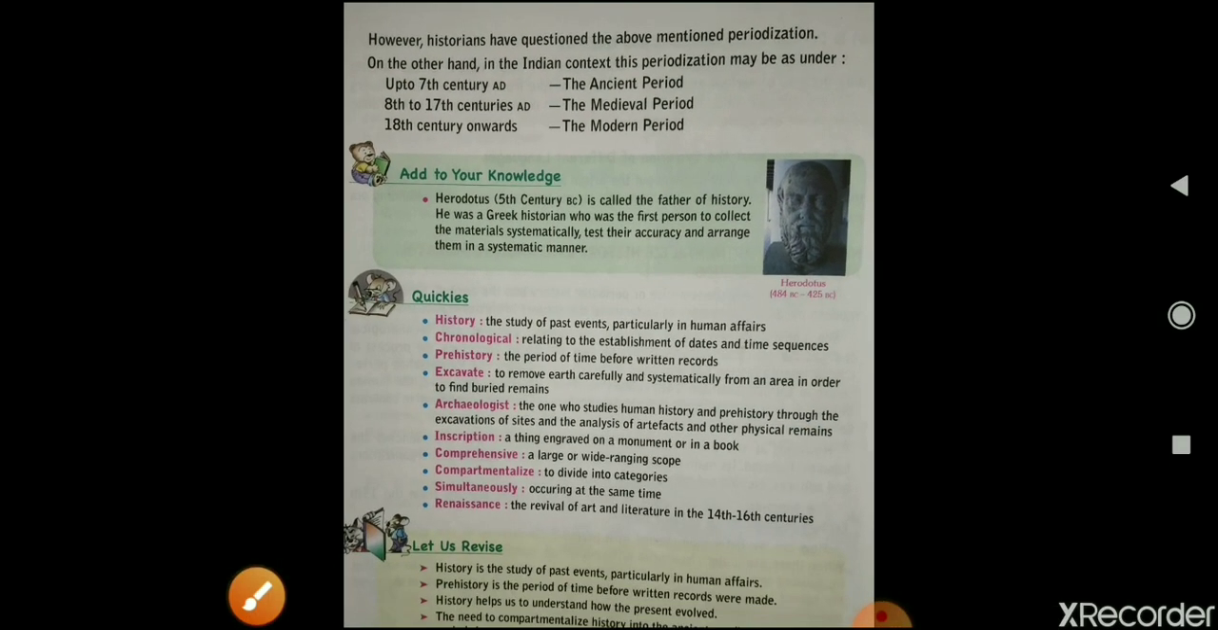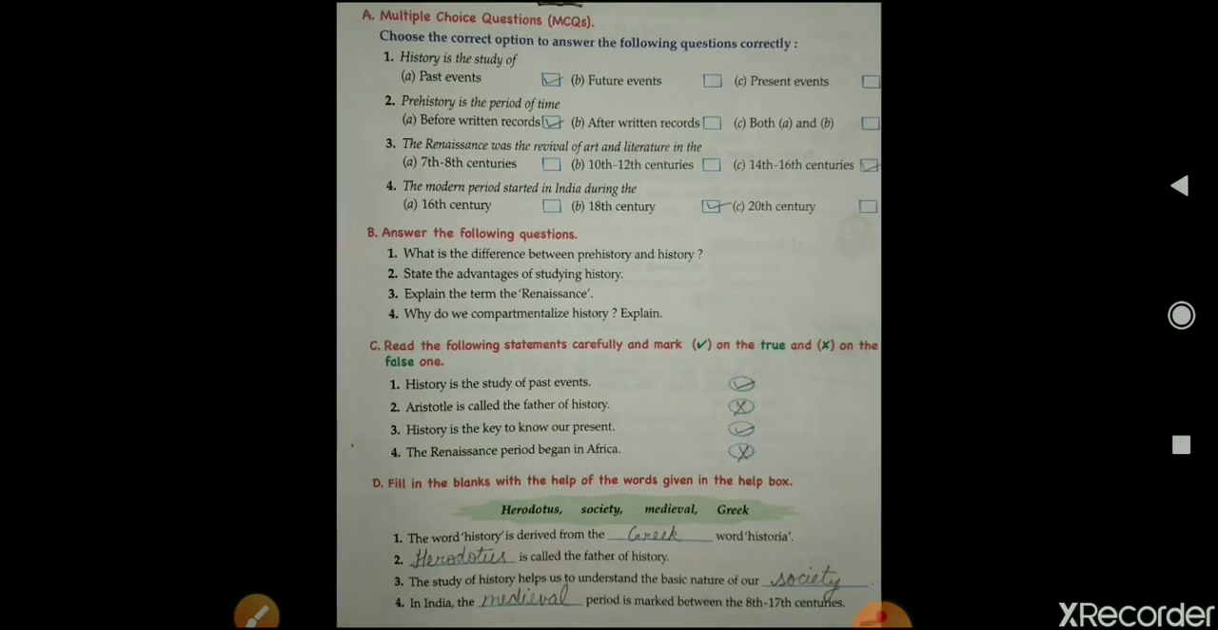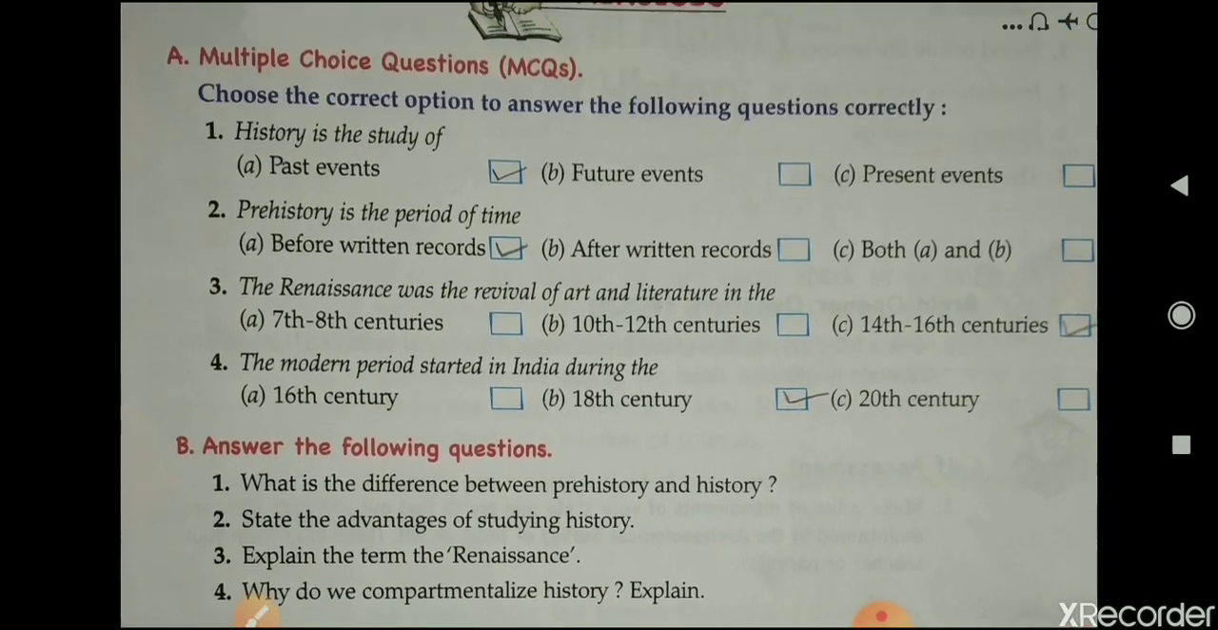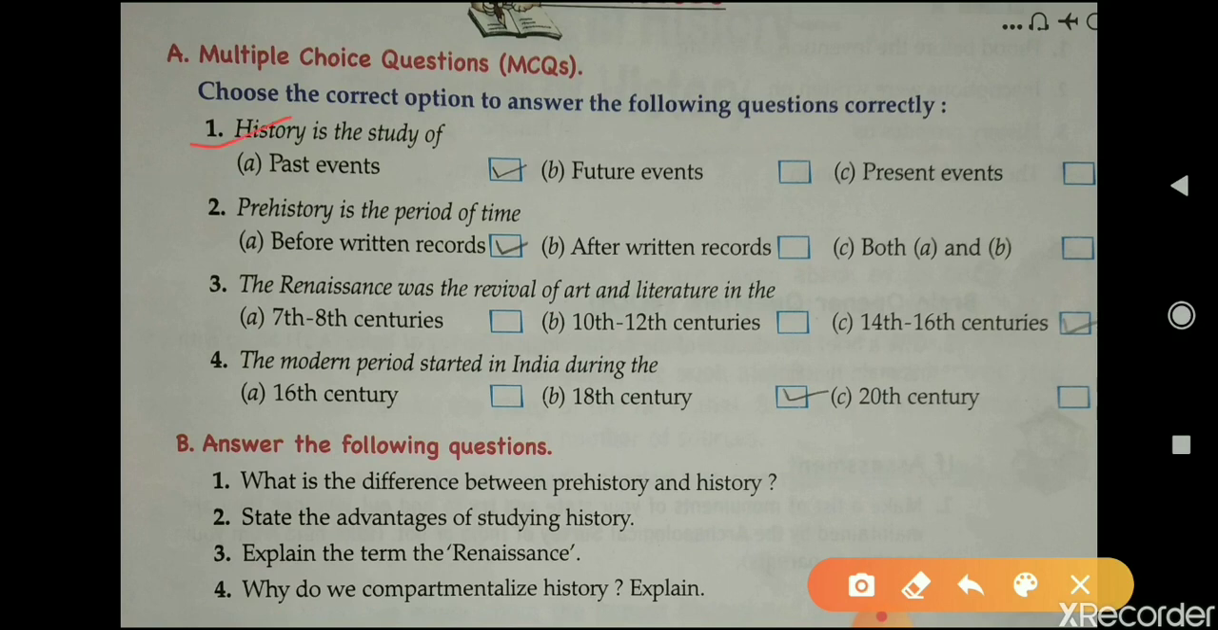So now we will revise the exercises. The first exercise is multiple choice questions. The first question is, history is a study of past events, future events or present events. As you all know by the definition of history, it is a study of past events. So the answer is A, past events. Then the second one is, prehistory is a period of time before written records, that is, before the invention of writing, that period is known as prehistory.